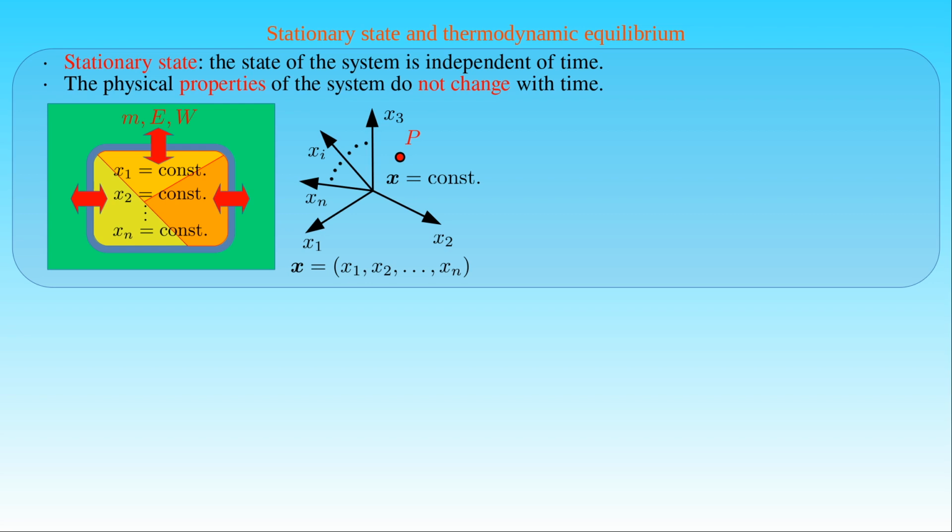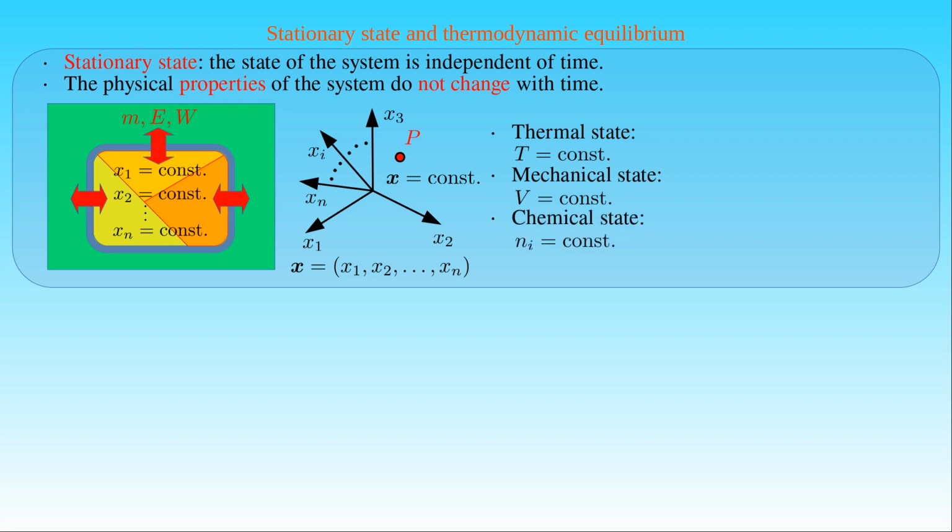We can distinguish between different aspects of the thermodynamic state, talking about the thermal, mechanical and chemical properties of the system. If a thermodynamic system is in a steady state, then the system is also in a steady thermal state, and its temperature is constant. A steady state system is in a steady mechanical state as well. For example, it has a constant volume, and it is also in a steady chemical state, where its chemical composition does not change, that is, the amounts of various species remain the same with time in the system.